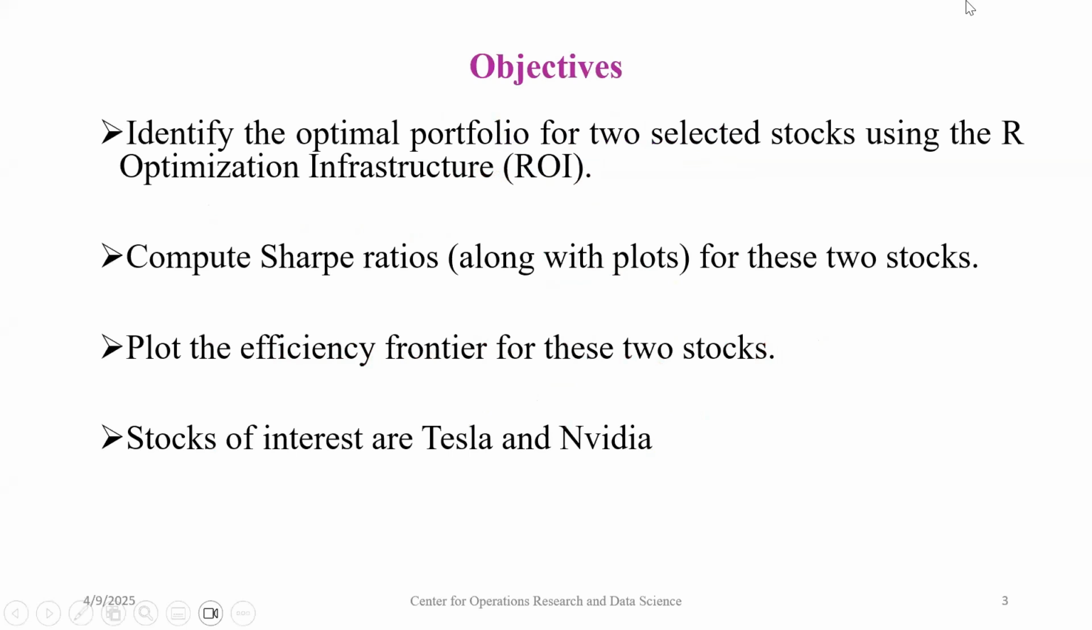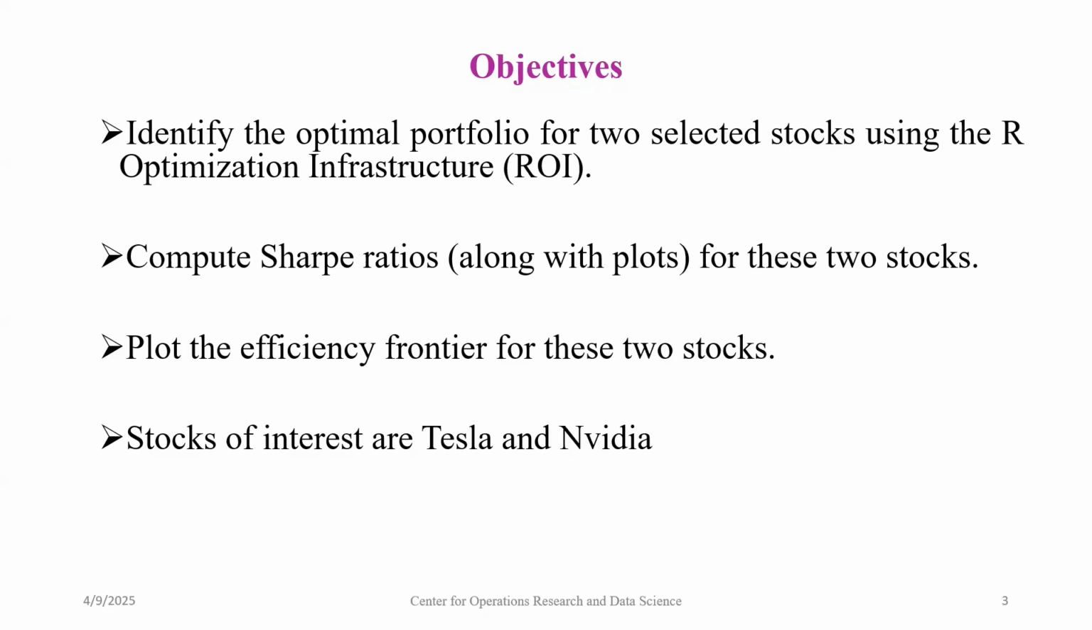The goal of today's video is first to identify the optimal portfolio for two selected stocks using the R optimization infrastructure. And then we want to also be able to compute Sharpe ratios along with plot for these two stocks. And then finally, we'll plot the efficiency frontier for these two stocks. Now, the stocks of interest are Tesla and NVIDIA.